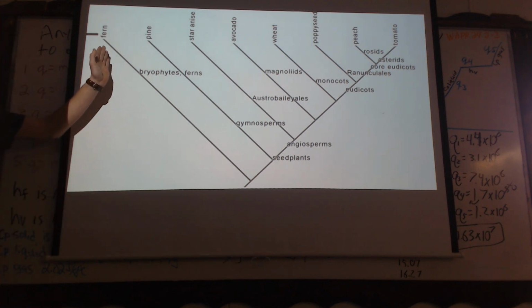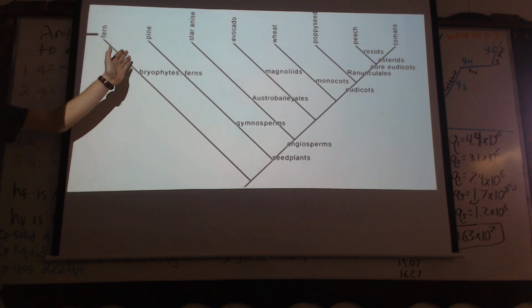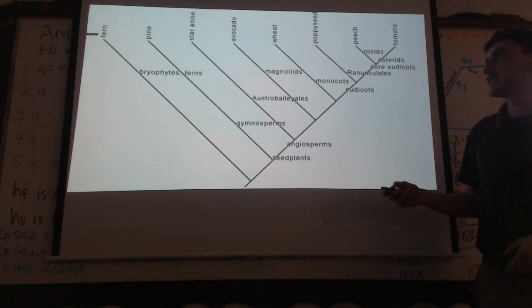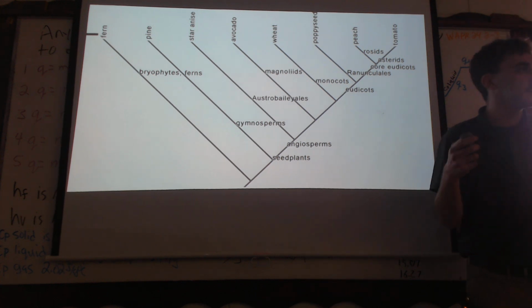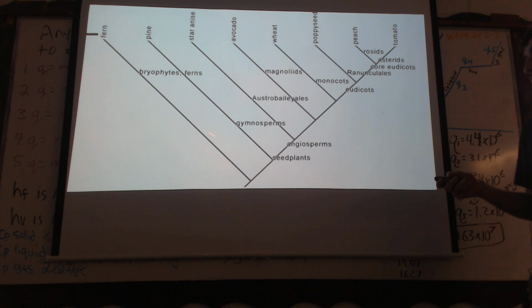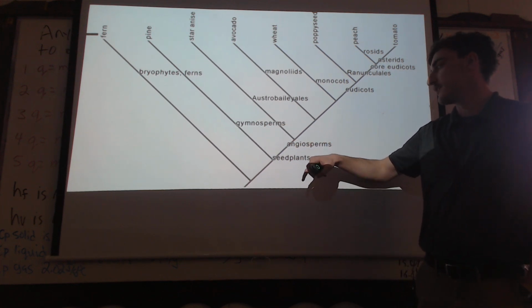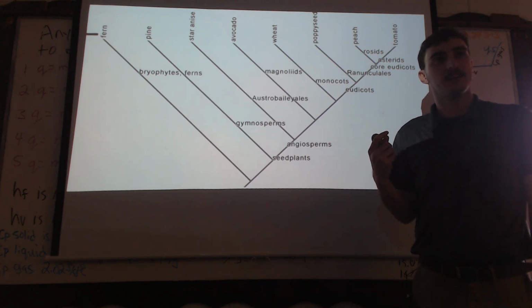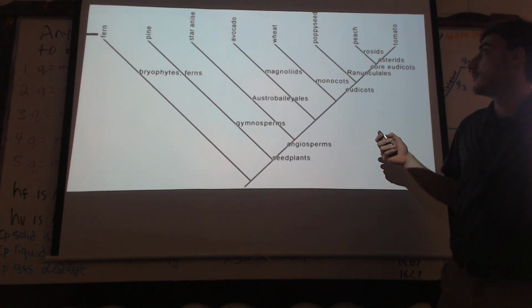So we have a list of things in terms of evolution. This would be the oldest, and this would be the newest. You can see that ferns are the oldest plants. Outside of bacteria and stuff, they're the oldest organisms. Then we have pine trees, which are called gymnosperms. Eventually, it became angiosperms, which are flowering plants, things like any tree you can think of, or any plant in general.